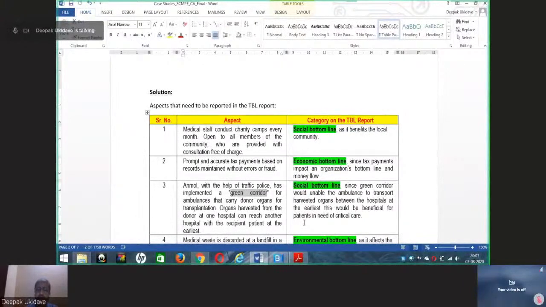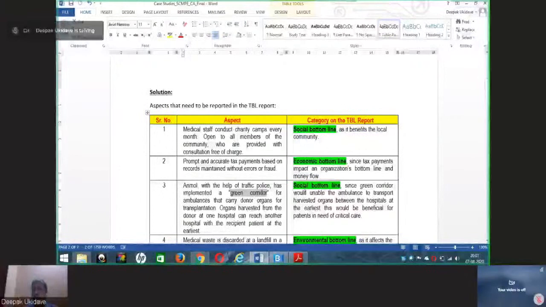That organs can reach from the place where the death has taken place to the hospital so that they can be implanted quickly. इसके लिए ambulance के लिए a special corridor, green corridor. If green corridor की जगह if it was a demarcated place, then you would not have written environment because if the word green is there, somebody may be tempted to write environment. But this is given just to confuse you and therefore be clear it is a social bottom line.